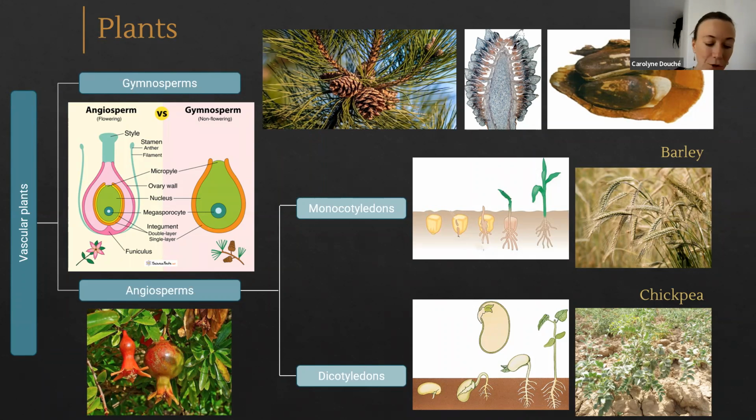In contrast, angiosperms produce seeds from the flowers, with seeds enclosed in a closed ovary. Among the angiosperms, we distinguish the monocotyledons, which have a plantlet with only one cotyledon, like cereals. Here you have an example of barley. And the dicotyledons, which have two cotyledons. Among this category, you can find the pulses, with here a photo of a chickpea.